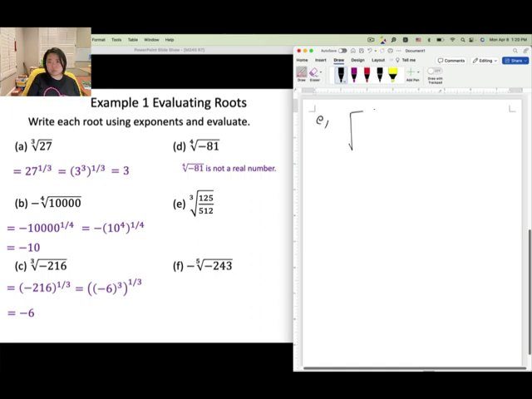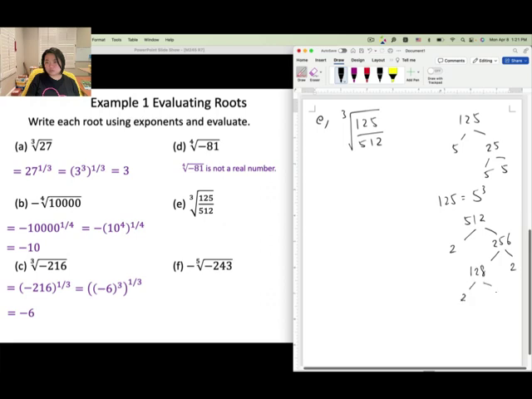Okay, E, we have the cube root of 125 over 512. Okay, 125, you could break it down with 5. So 125 equal to 5 to the power of 3 here. So this is good. I could see I could cancel out, right? And then 512, you're gonna divide it by 2. And then I could divide it by 2 again. Divided by 2, divided by 2, divided by 2.